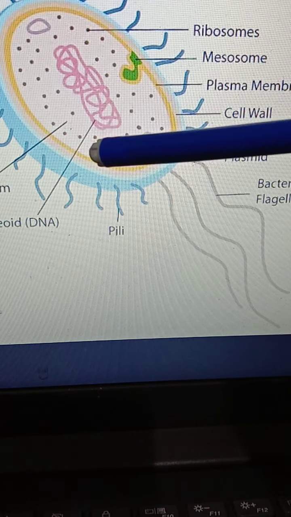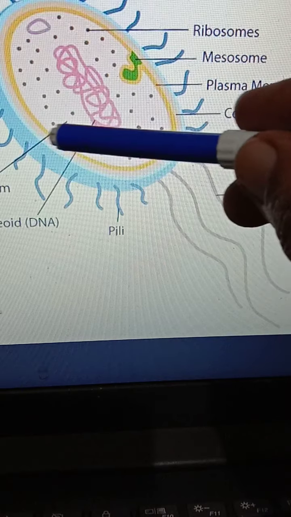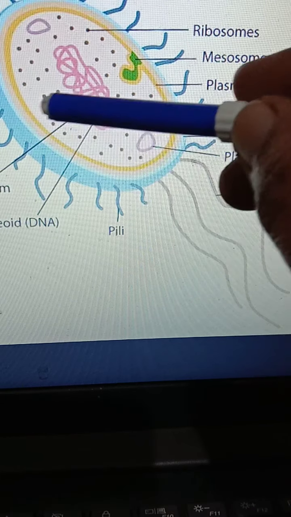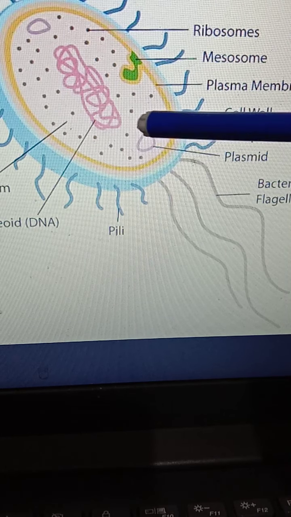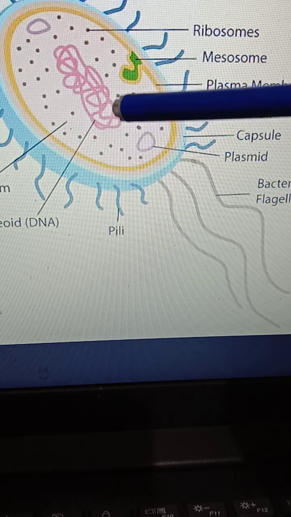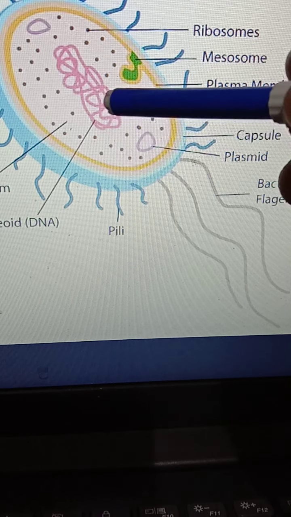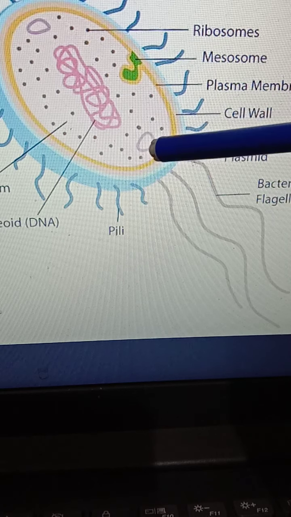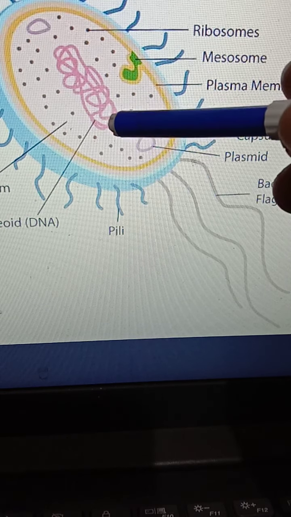Coming to the inside of the prokaryotic cell, we have the cytoplasm. Here you can see the cytoplasm. This cytoplasm should contain the cell organelles in a normal cell, but in prokaryotes it lacks the cell organelles. Instead, it has the DNA. What is the nucleus having? The nucleus has the DNA.